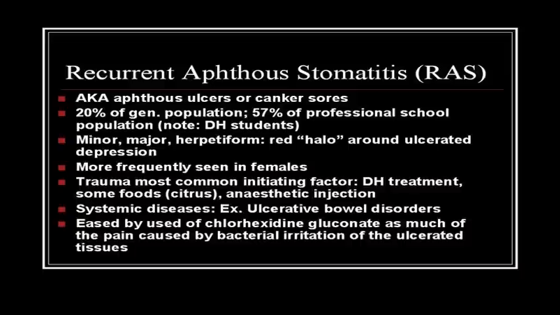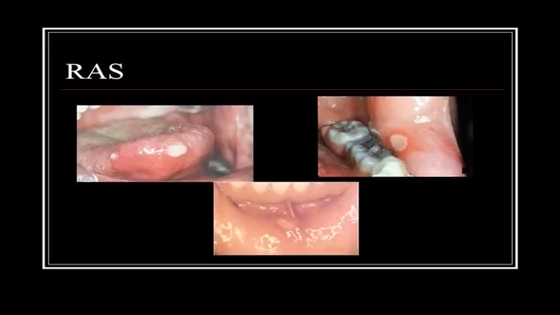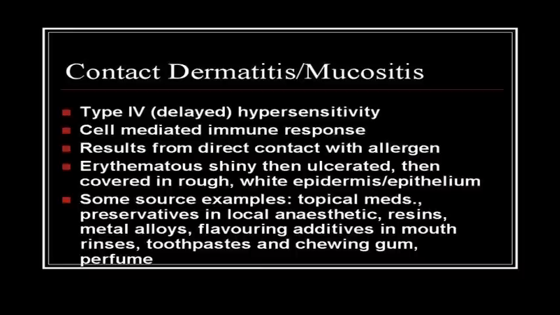Trauma is the most common initiating factor. Dental hygiene treatment, some foods, particularly citrus, or anesthetic injections may precipitate an outbreak. Ulcerative bowel disorders are often associated with recurrent aphthous stomatitis as oral lesions. These lesions are eased by the use of chlorhexidine gluconate, as much of the pain is caused by bacterial irritation of the ulcerated tissues.